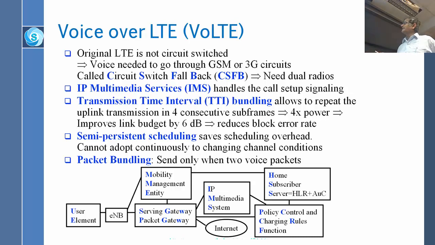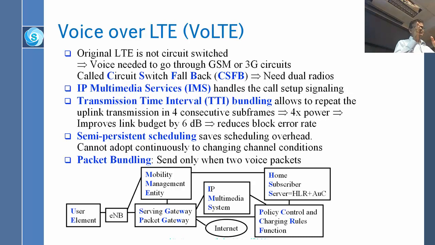Now, in addition to this, there is something new in the physical layer itself. The transmission time interval allows repeating the uplink transmissions in 4 consecutive subframes. So when you are speaking, you speak once, but the phone will transmit it 4 times, just to make sure that the voice gets there. I'm not sure why it is so important that the voice gets there, because after all the data gets there too. But data can be retransmitted if there's an error. For the voice, you cannot retransmit it, so you might as well transmit it 4 times right up front.